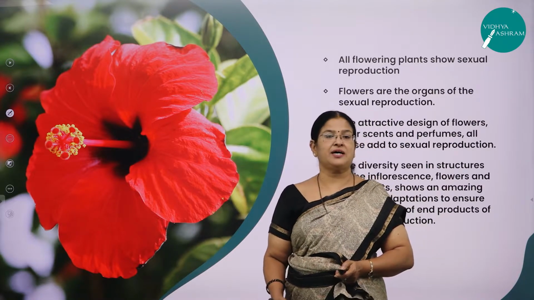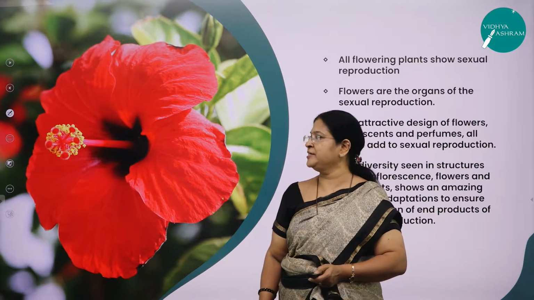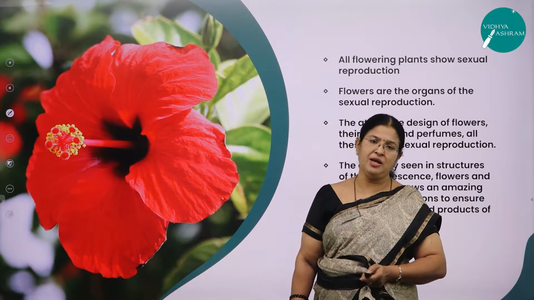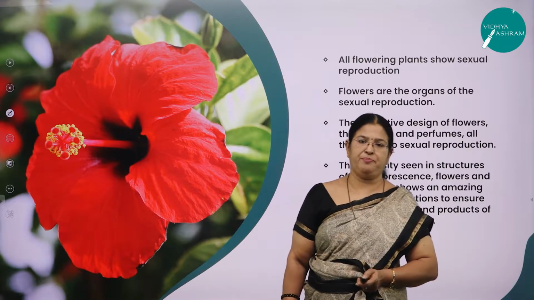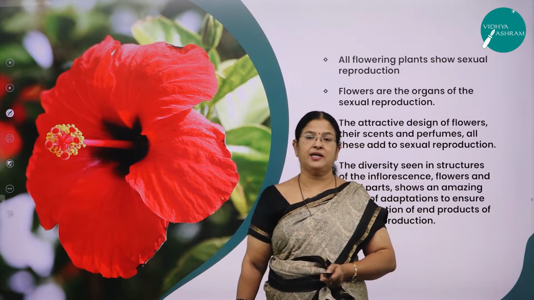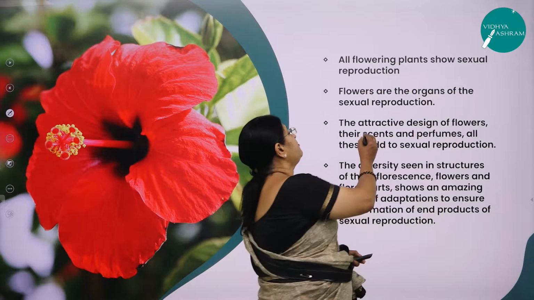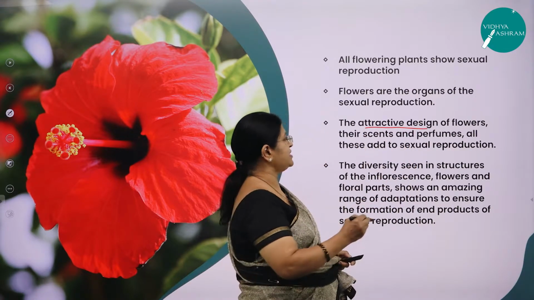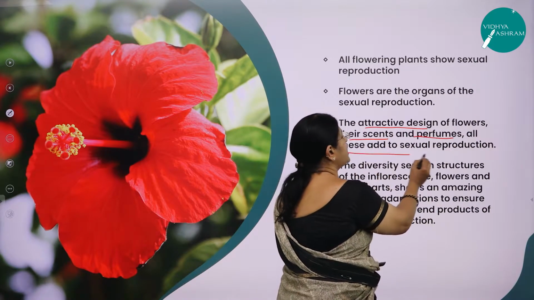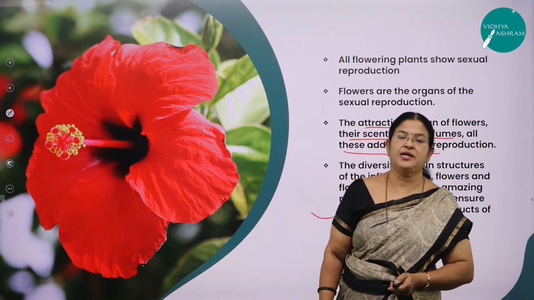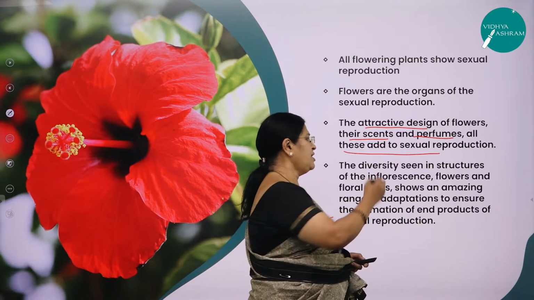That is, flowers are the morphological and embryological marvels of the plant kingdom, and they are the site of sexual reproduction. So as we know, all flowering plants show sexual reproduction. So what are flowers? Flowers are the organs of sexual reproduction, right? And you can also tell that flowers are an attractive design. That is, the attractive design of flowers, their scent and perfumes, all these add to the sexual reproduction. As we know, the different parts of a flower will enable the various events of sexual reproduction.